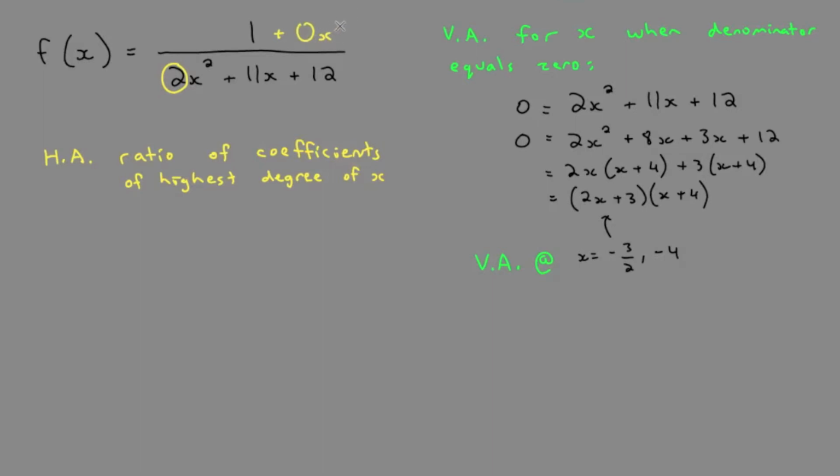That would be the highest degree of x on top, and the coefficient on that is 0. So dividing these gives us the ratio of the coefficients, so 0 over 2, which is just 0. Therefore, we have a horizontal asymptote at y equals 0. Remember, horizontal asymptotes occur for y.